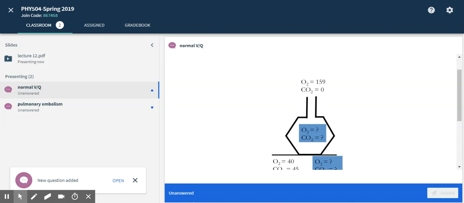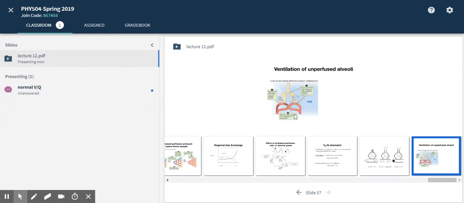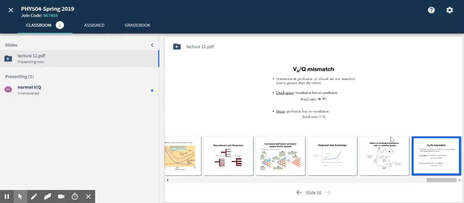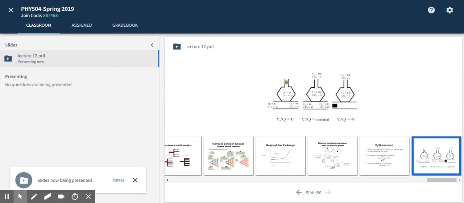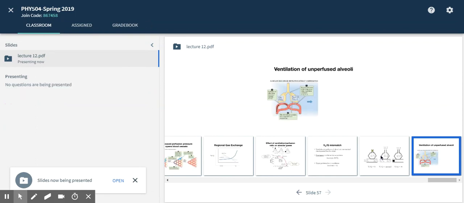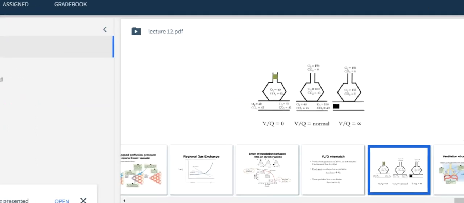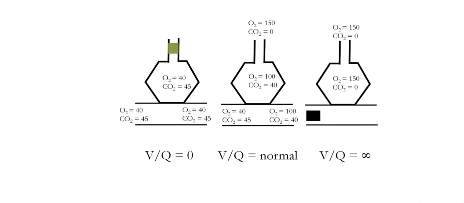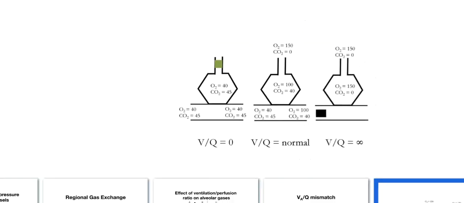All right, how do we feel about VQ ratios and these three parameters? Next up, this is my little summary chart that just says everything that you just did. All right, so what happens? What happens if you have ventilation of an alveolus that is not perfused?